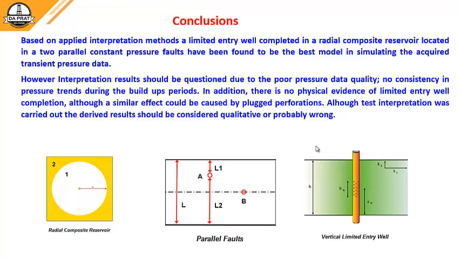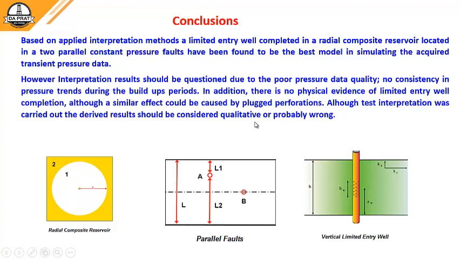If that is the case, one way to verify it is just to run a production logging tool, which has not been done here. So we don't know for sure what we do know. Because of spherical flow, it was easy for us to match with a limited entry type of well completion. So we did carry out the test interpretation, but the derived results should be considered qualitative or probably wrong.